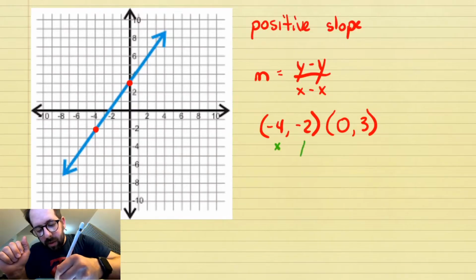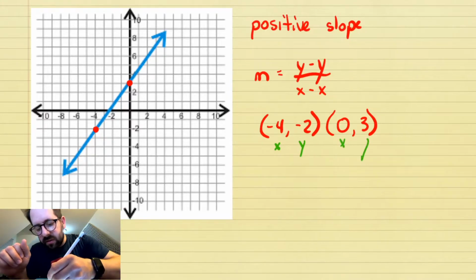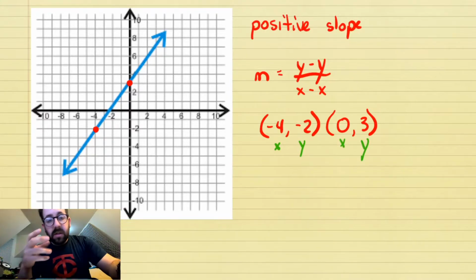They're always in alphabetical order, so x and y. X is first, y is second. That's just how I know it. Now I can take these numbers and plug them into the formula.